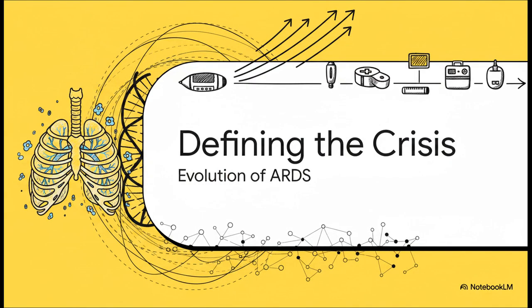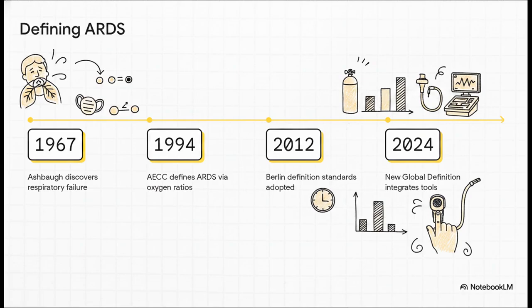All right, let's jump right into section 1, defining the respiratory crisis. We really need to trace how our medical understanding of this devastating lung failure has evolved, because it's moved fast. Back in 1967, Ashbaugh and his team first described this in 12 patients who had this profound, totally oxygen-resistant respiratory failure. Then, jump to 1994, the AECC gave us standard oxygen ratios, but honestly, it lacked a specific time frame.